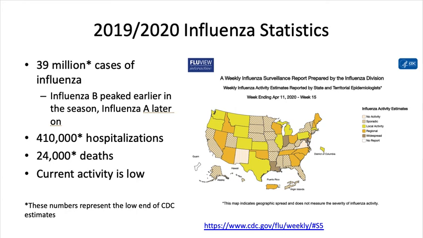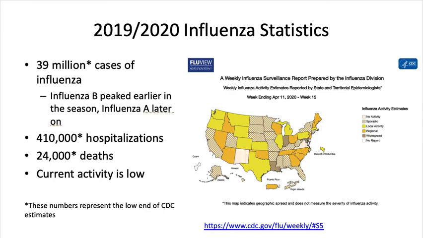In the United States, there were over 400,000 hospitalizations and 24,000 deaths. These numbers were part of a range from low to high, so these numbers represent the low end of the range that was given, so they're conservative estimates.